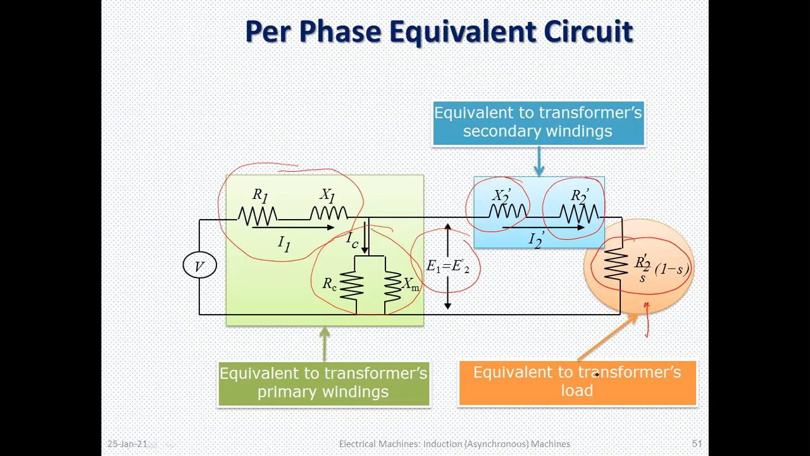This value R2 dash by S is broken into two components. This part is very important. Why? It is equivalent to the transformer load. This is the same as the loading effect. What is the load resistance of the rotor side that is being transferred into the stator side? This portion is equivalent to the transformer primary winding, and this is equivalent to the transformer load resistance, the secondary winding equivalent of the transformer.